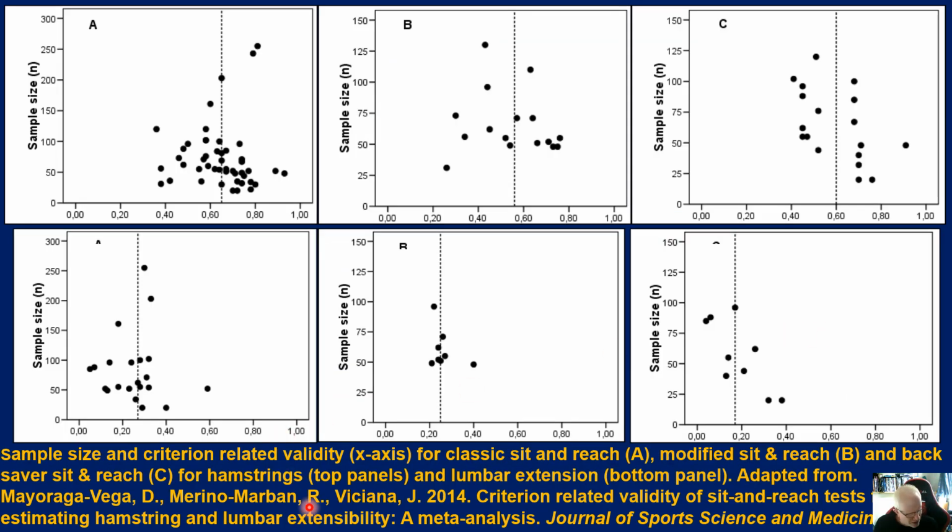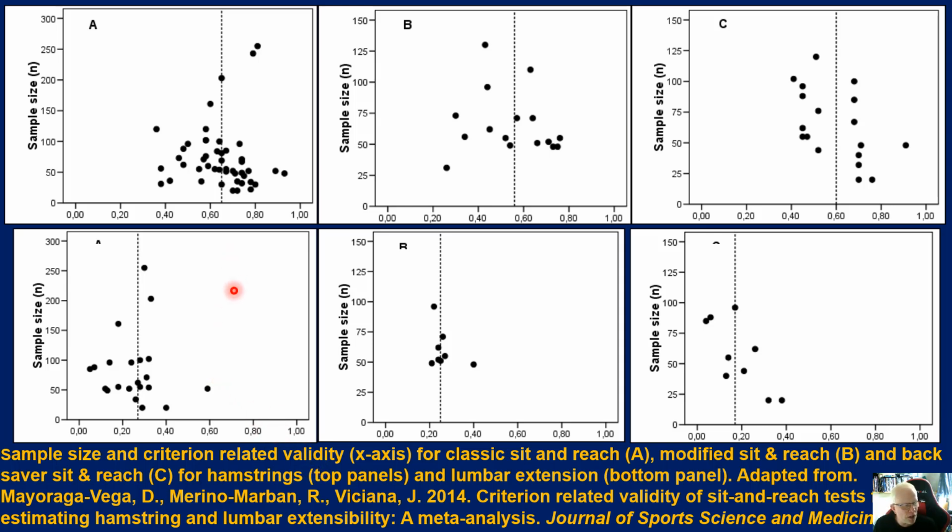Now, these data sets here are assessment tools being used to assess validity, which is on our x-axis. And what you've got them for is sit and reach, which is panel A. You've got them for modified sit and reach in B, which we haven't looked at yet, and the Backsaver, which is panel C. So we'll just focus on panel C and panel A.